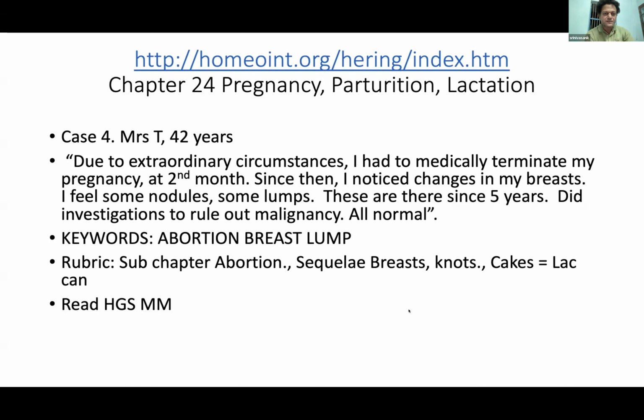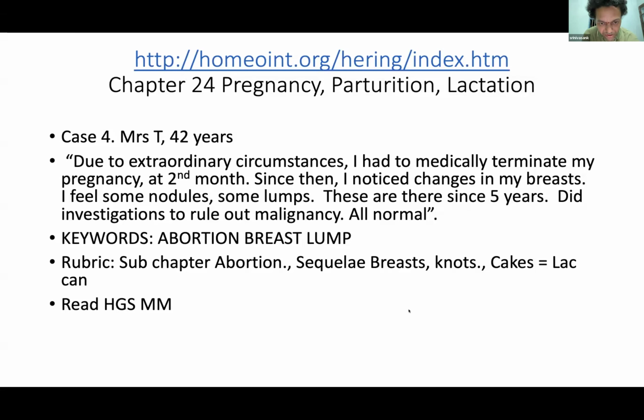So coming to this case: age 42 years. Due to extraordinary circumstances, I had to medically terminate my pregnancy at the second month. Since then, I noticed changes in my breast. I feel some nodules and some lumps. These have been there for 5 years, and I did investigations to rule out malignancy, all are normal. So what happened is she underwent induced abortion that has produced trouble in the breasts. And what are they and how is the rubric?